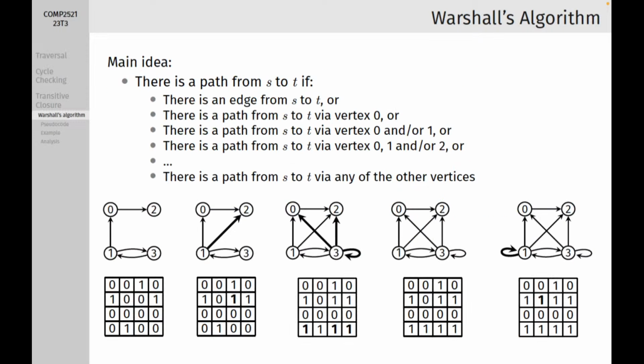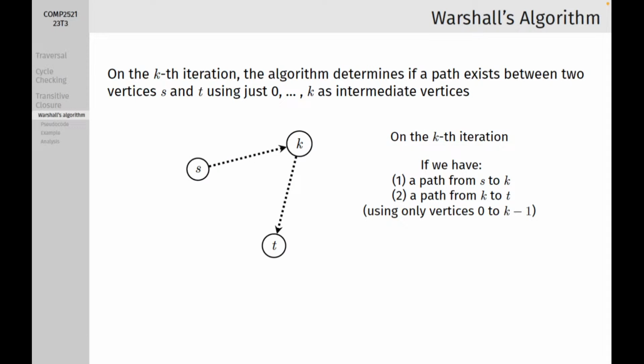All right, so the algorithm goes through a number of iterations. In the first iteration, it finds all the pairs of vertices S, T where there is a path from S to T via 0. Then in the next iteration, it checks vertex 1 and finds all the paths where there's a path from S to T via 0 or 1. And it keeps adding on vertices until we've gone through all the vertices. There's an example in a second, so don't worry if that sounds confusing.